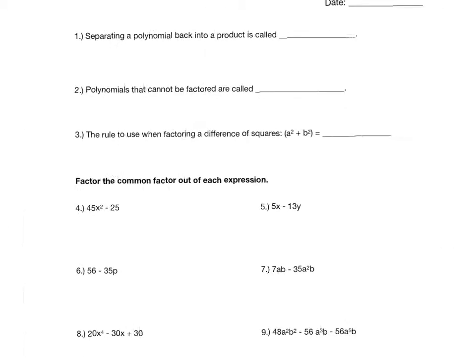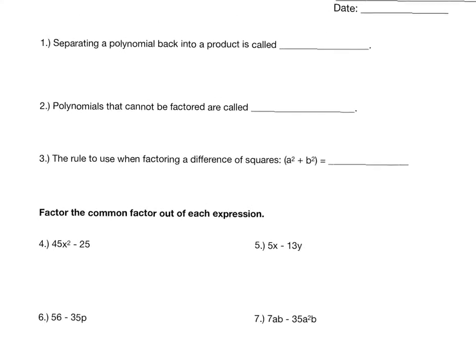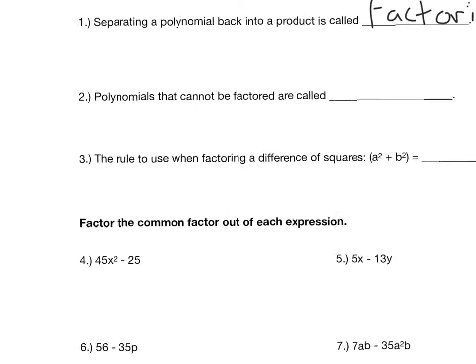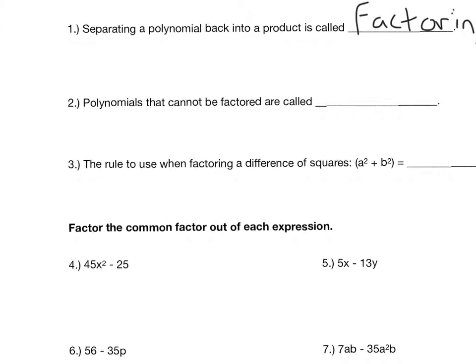There will be some vocabulary on your test this week. Separating a polynomial back into a product is called factoring. Please make sure you know that, because that will be on your test. Factoring is separating a polynomial back into a product. Now, polynomials that cannot be factored are called prime.